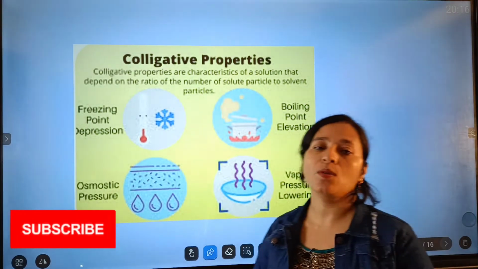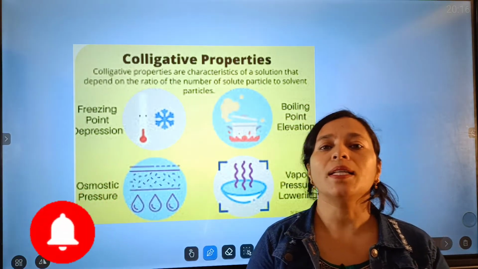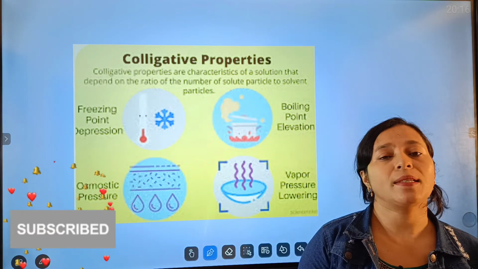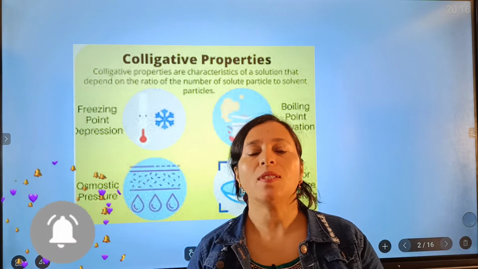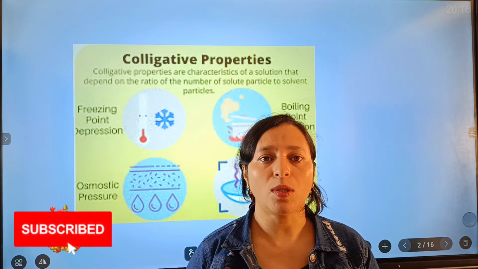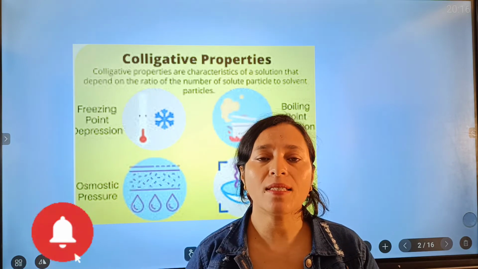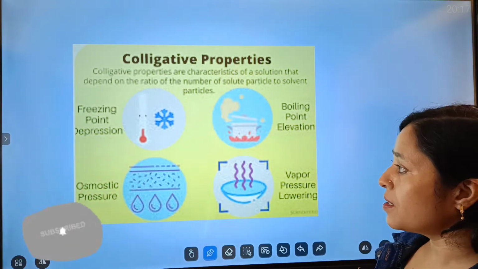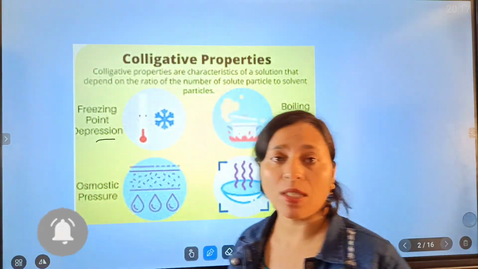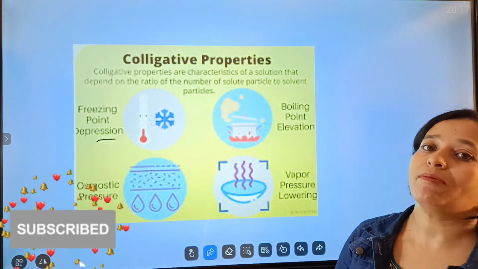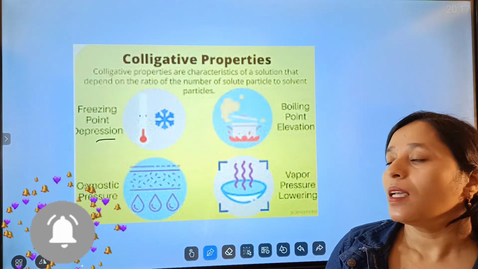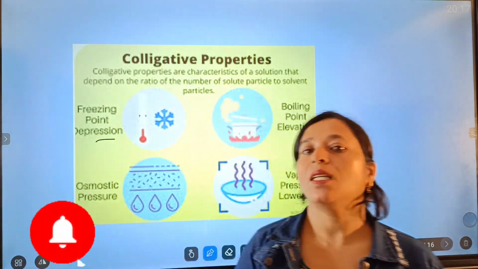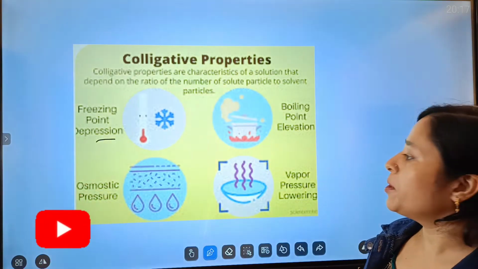Colligative properties. Now students, what are colligative properties? Colligative properties are those properties that do not depend upon the nature of the solute but they depend upon the quantity of the solute, that is the number of the particles of the solute that are participating in any reactions in solutions. Basically we are going to discuss four colligative properties, that is freezing point depression. You know what is freezing point? The point at which the liquid phase becomes equal to the solid phase. And the boiling point elevation, you know the boiling point, it is the temperature at which the liquid phase becomes equal to the vapor pressure.